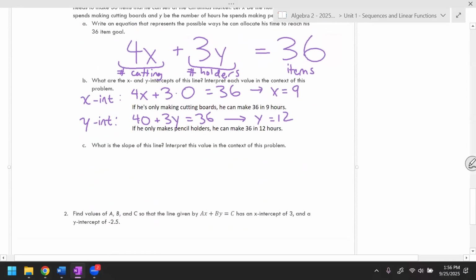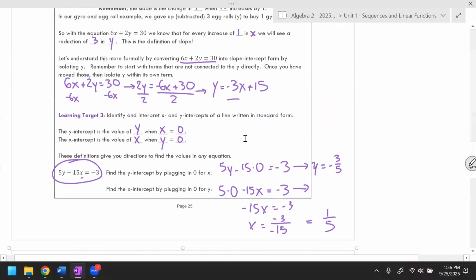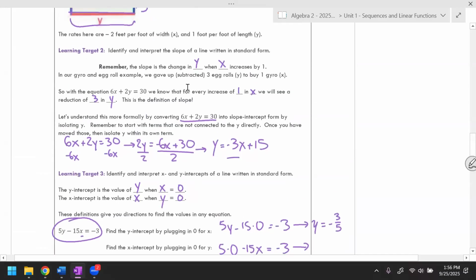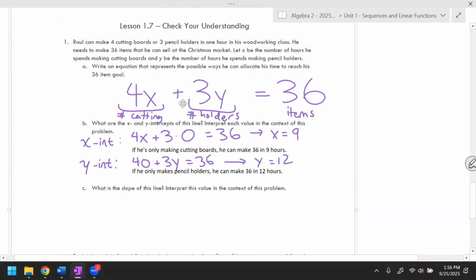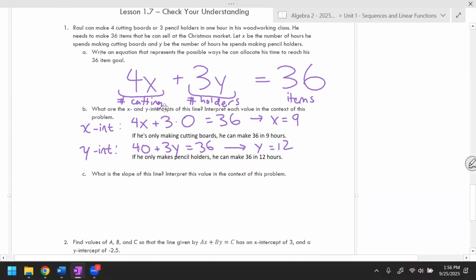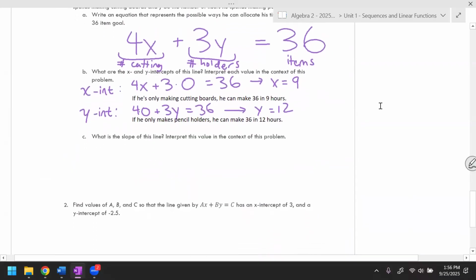Okay, so I could do this a couple of different ways, right? I could look at what I did before and see that the slope is just my sort of exchange rate. If I increase the number of hours I spend making cutting boards by 1, how many less pencil holders can I make? Well, it's kind of a weird question. But it's negative 4 thirds.